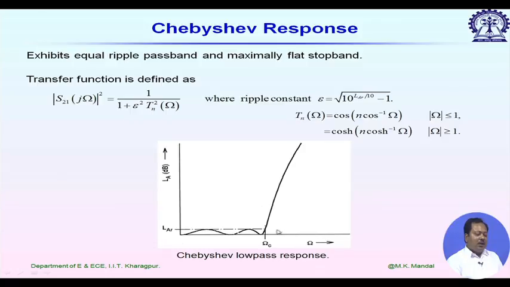For example, you can define your cutoff frequency omega c by 3 dB. In that case, L A R is equal to 3 dB. You can define your cutoff frequency by, let us say, 0.1 dB. In that case, L A R is equal to 0.1 dB. So, T n is a cosinusoidal function or cos hyperbolic function depending on the omega value.